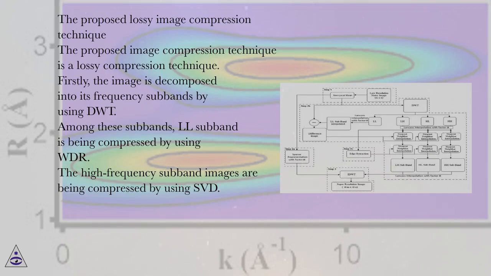The proposed lossy image compression technique. The proposed image compression technique is a lossy compression technique. Firstly, the image is decomposed into its frequency subbands by using DWT.